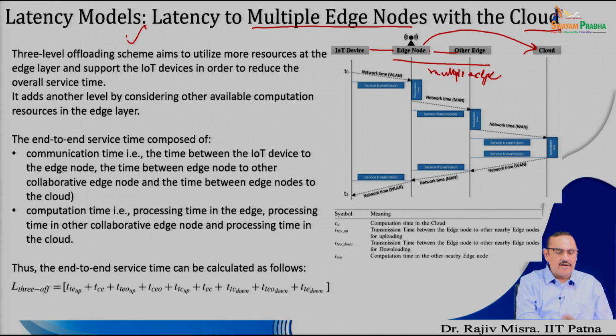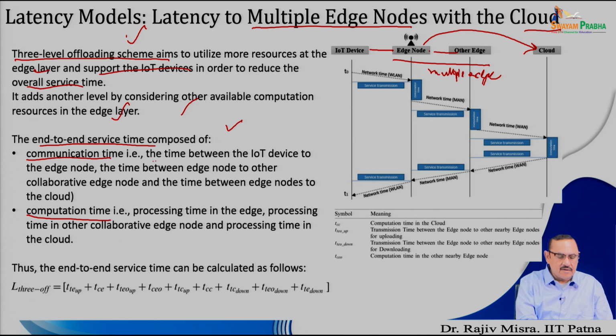It is called a 3-level offloading scheme, which aims to utilize more resources at the edge layer and supports the IoT device in order to reduce the overall latency. So, this edge layer will have more than one edge node, and thereby it will reduce the overall service time. Now, this adds another level by considering other available computational resources in the edge layer. Therefore, this end to end service time is often composed of the communication time and the computation time.